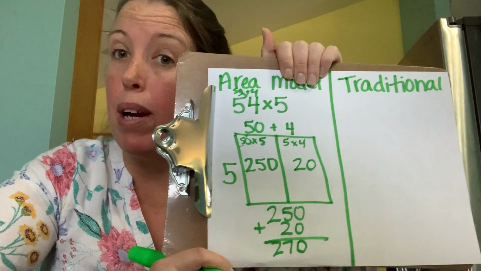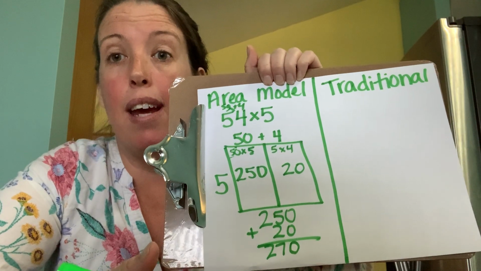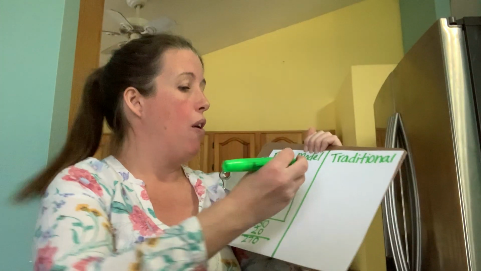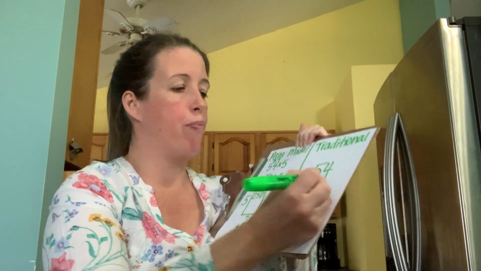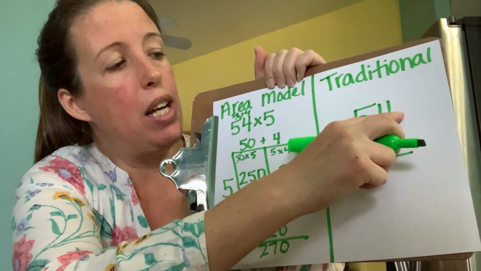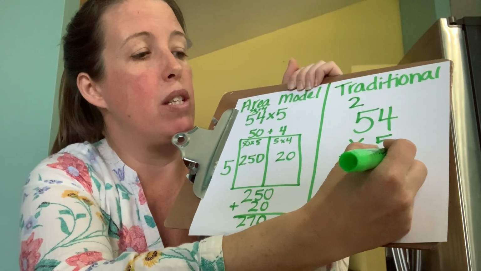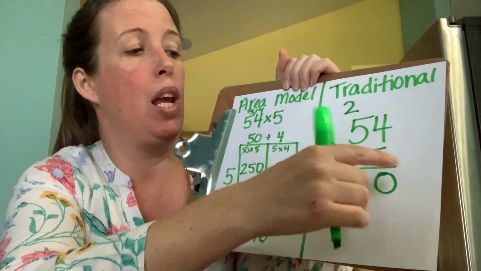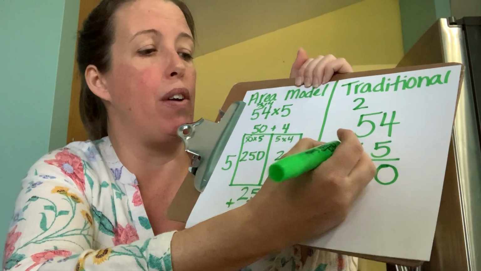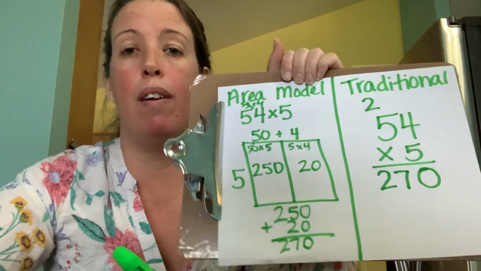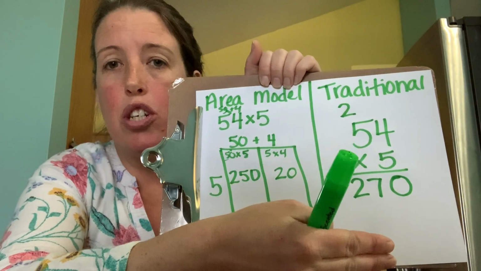270. So let me try my new strategy of traditional algorithm and see if I get the same product, 270. So I'm gonna line it up, 54 times 5. 5 times 4 is 20, so I'm gonna regroup my 2 tens and leave the 0. I can see my 20. 5 times 5 is 25 plus the 2 I regrouped, 26, 27. And I get 270.